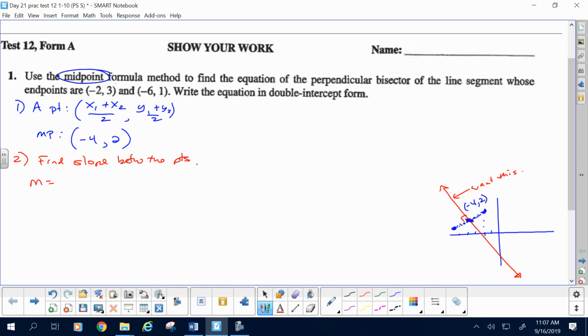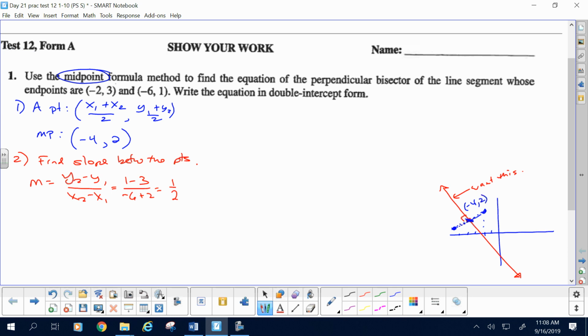Okay. Changing y over changing x. When I say change, does that mean subtract the y's or add the y's? Subtract, change is difference. Difference is subtract. So we need to subtract. So I'm talking y2 minus y1 over x2 minus x1. So y2 minus y1 is 1 minus 3 over x2 minus x1 is negative 6 plus 2. What's the slope then that you're getting? Negative 2 over negative 4, which is 1/2.